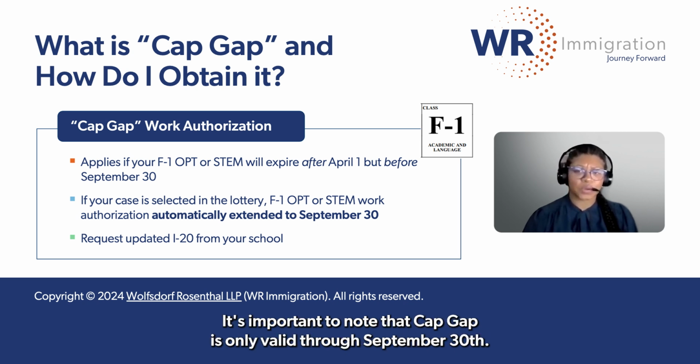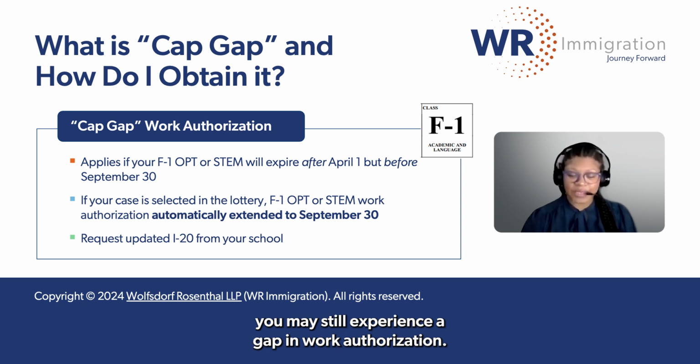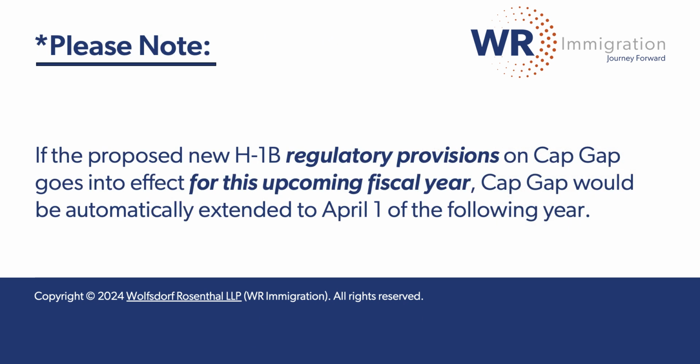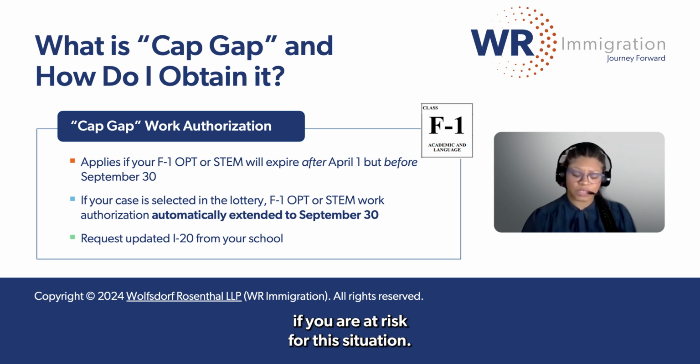It's important to note that CAP Gap is only valid through September 30th. So if your CAP H-1B petition has not been approved by then, you may still experience a gap in work authorization. Please note, if the proposed new H-1B regulatory provisions on CAP Gap go into effect for this upcoming fiscal year, CAP Gap would be automatically extended to April 1st of the following year. Your WR immigration attorney will coordinate with your employer if you are at risk for this situation.